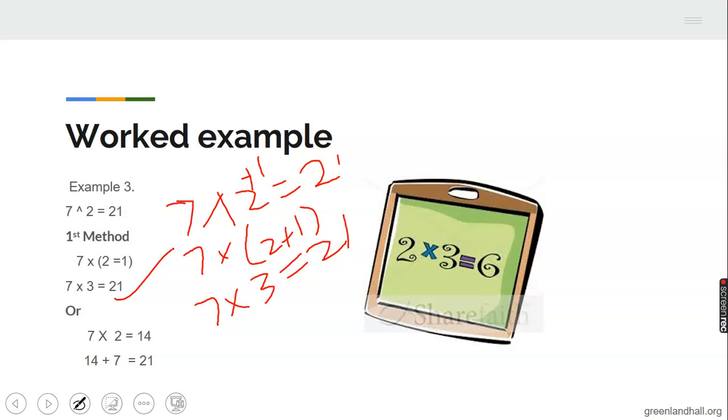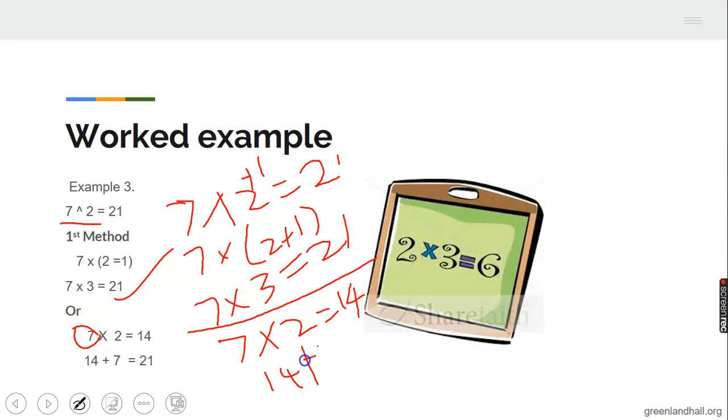And if you want to use the second method I taught you, the second way I taught you under the second method, you multiply the figures together. We have 7 and 2. So you multiply these two figures. 7 times 2 will give you what? 14. And I told you to add what? The first figure to your answer. So 14 plus 7 will give you what? 21.